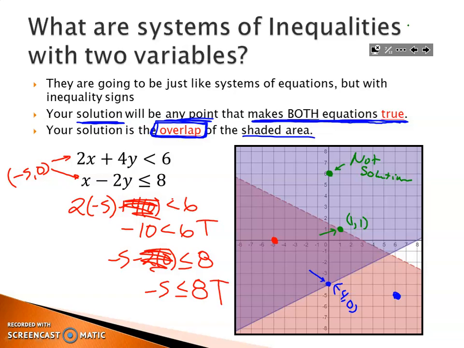Those would be solutions. They are including the overlap. But 1, 1 is on a dashed line. That means we are not including those points on that line. So if we're not including those points, I could not say that 1, 1 overlaps because it's on a dashed line part of it. Okay, so those are just a couple of tricks you've got to pay attention to.